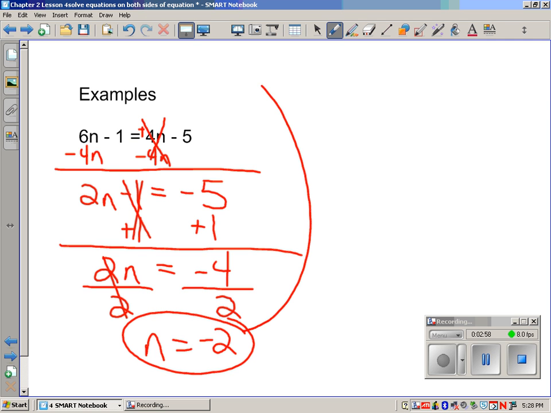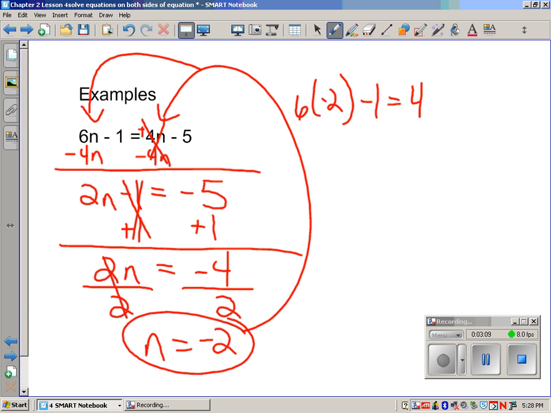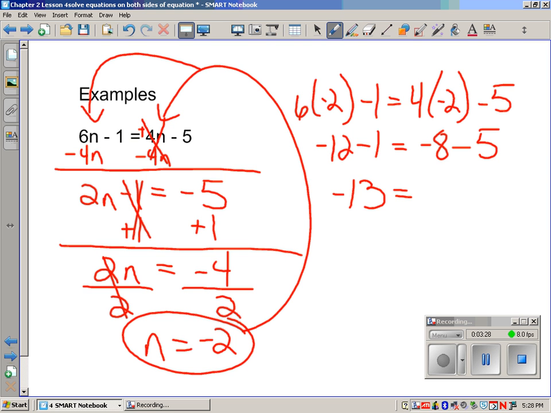Once again, if you plug negative 2 back into the equation, you would get 6 times a negative 2 minus 1 equals 4 times a negative 2 minus 5. We have 6 times a negative 2 gives us negative 12 minus 1, equals 4 times a negative 2 is negative 8 minus 5. Negative 12 minus 1 is negative 13, and negative 8 minus 5 is also negative 13. Those match, which means our answer of n equals negative 2 is correct.